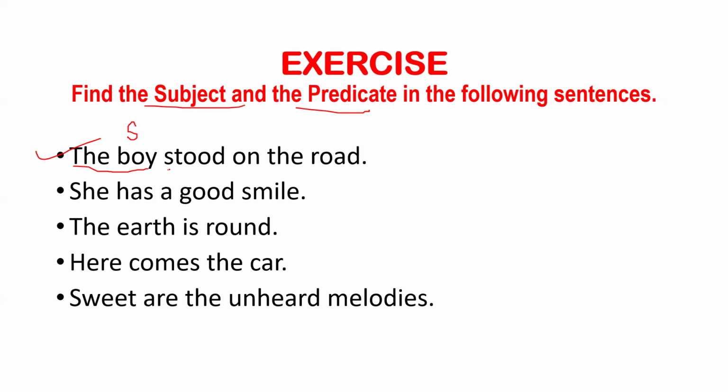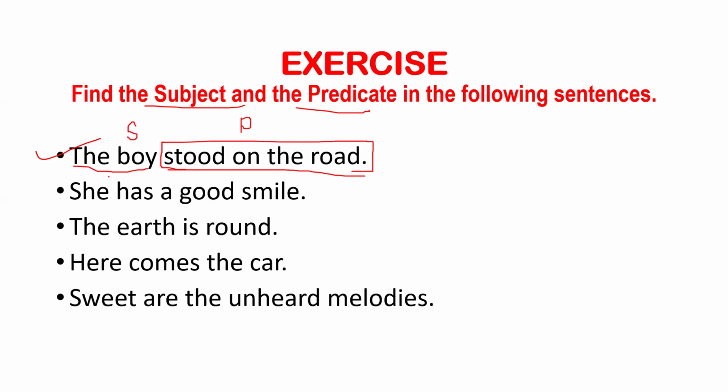And whatever is telling us about that boy, like this boy is standing on the road, or that he stood on that road, like he was standing on that road. So this part of the sentence is giving us information about that boy. So this information is the predicate part.